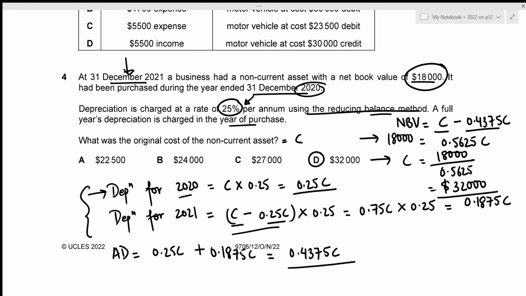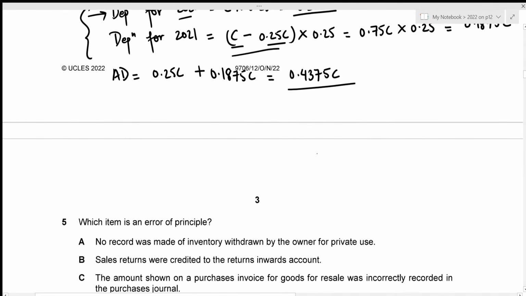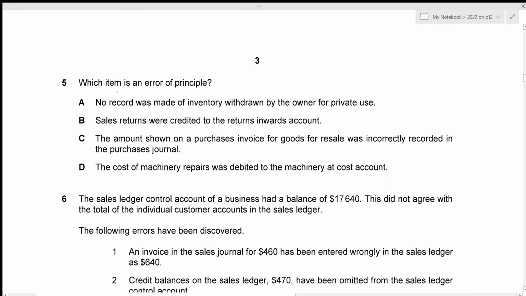This concludes question number 4. We can now move towards question number 5. We need to figure out which item is an error of principle. So the first one is no record was made of inventory withdrawn by the owner for private use. So we are not recording this transaction at all, which is an error of omission. This is not an error of principle, so option A is incorrect.